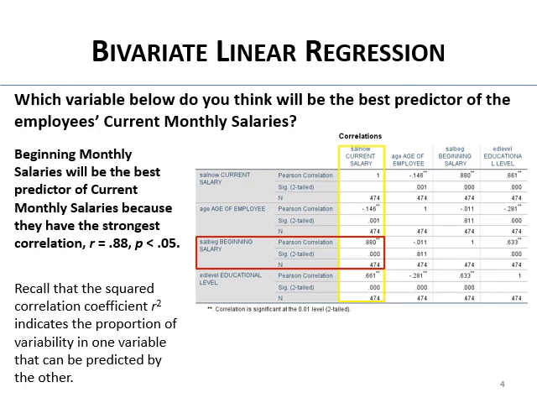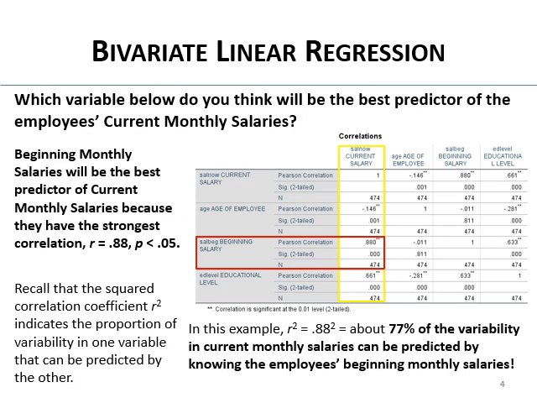So recall that the squared correlation coefficient tells you the proportion of variability in one variable that can be predicted by the other. So in this example, 0.88 squared is about 0.77, times 100, is 77% of the variability. So knowing someone's beginning salary, you can predict 77% of the variability in what their current salary is just by knowing where they started.